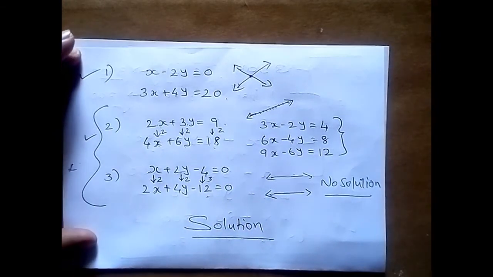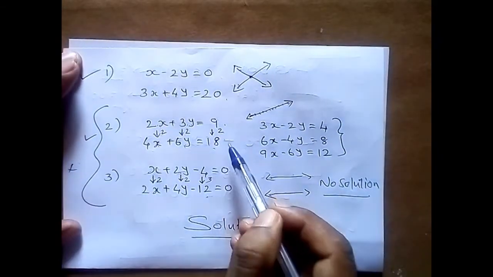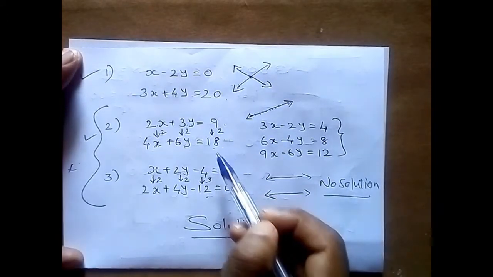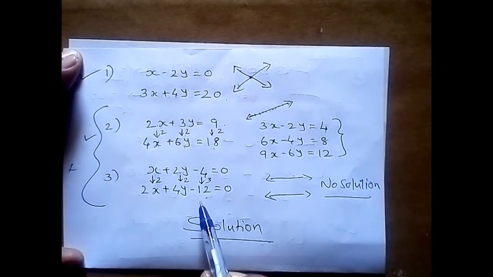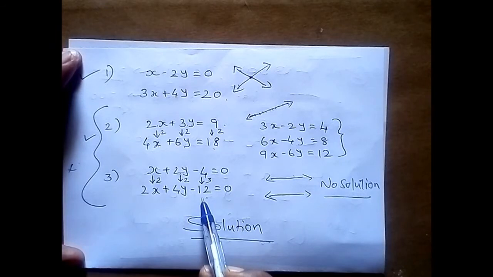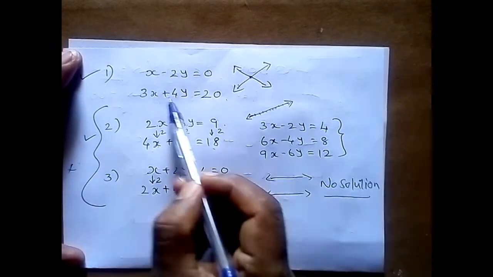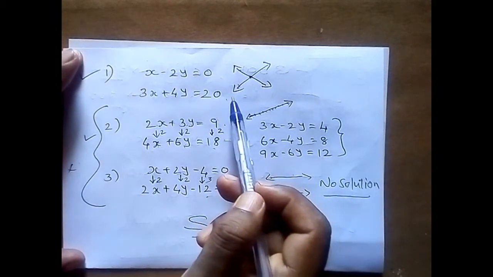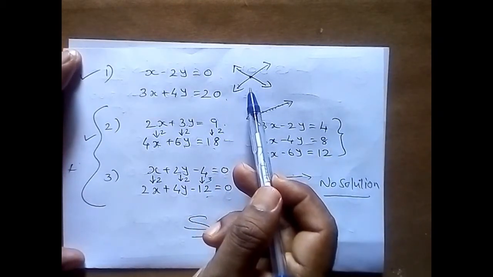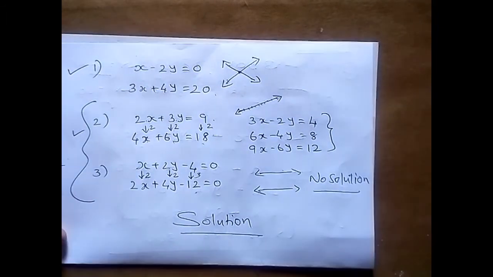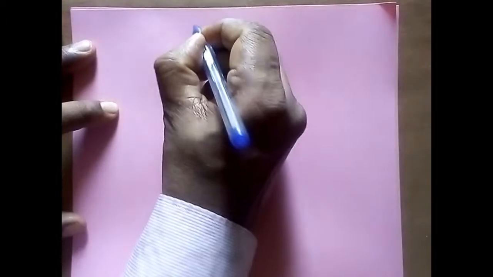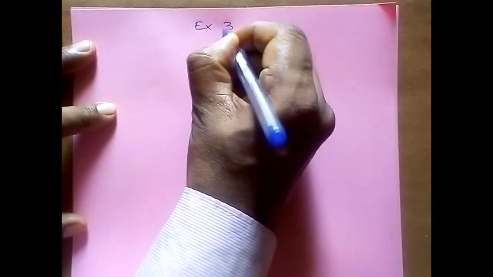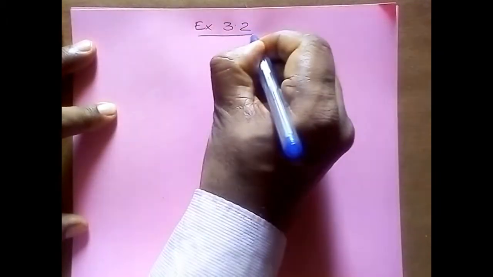So if the constant term is also in the same proportion, it means they are the same lines, and if only the constant term is different, it means they are different parallel lines. And if none of them is in proportion, then we say that they will give a clear solution, intersecting at one point. With this basic concept, we are going to the exercise. Exercise 3.2 of CBSE Maths NCERT.